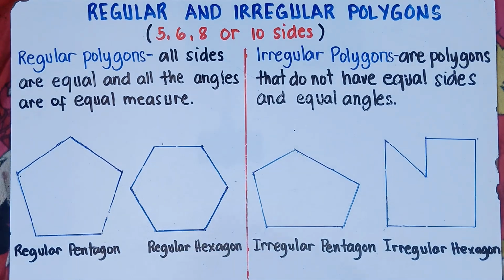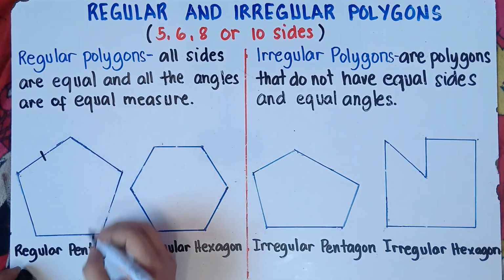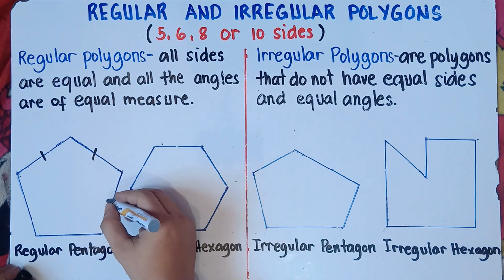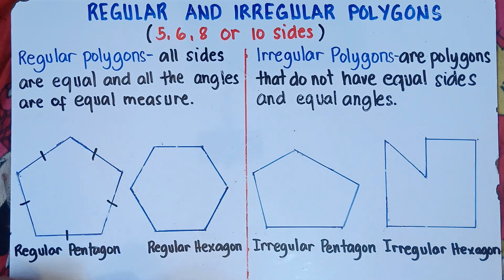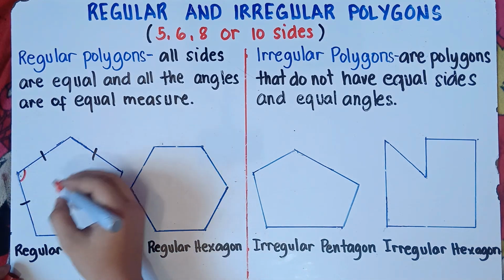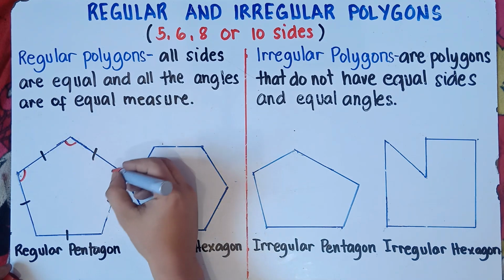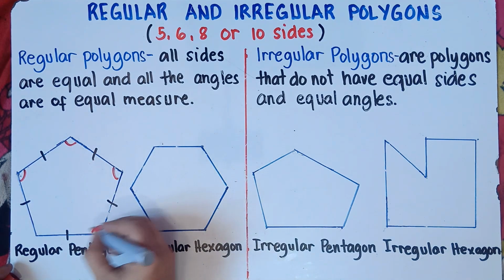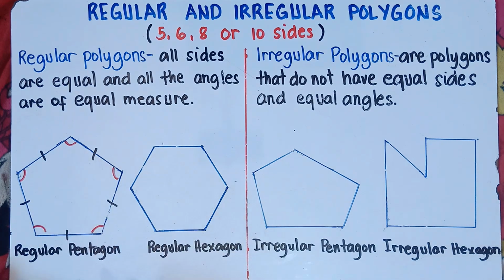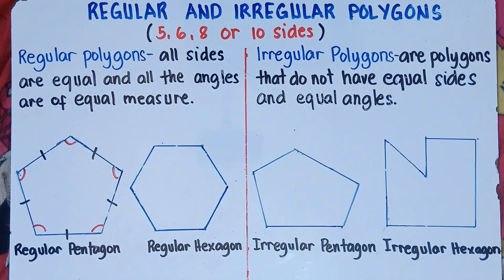Once again, class, we call this a regular pentagon because this side is equal to this side and this side is equal to this side. They have all equal sides and their angles are also equal. This angle right here is congruent to this angle, this angle, this angle, and this angle. 5 equal sides, 5 equal angles, we call this a regular pentagon.